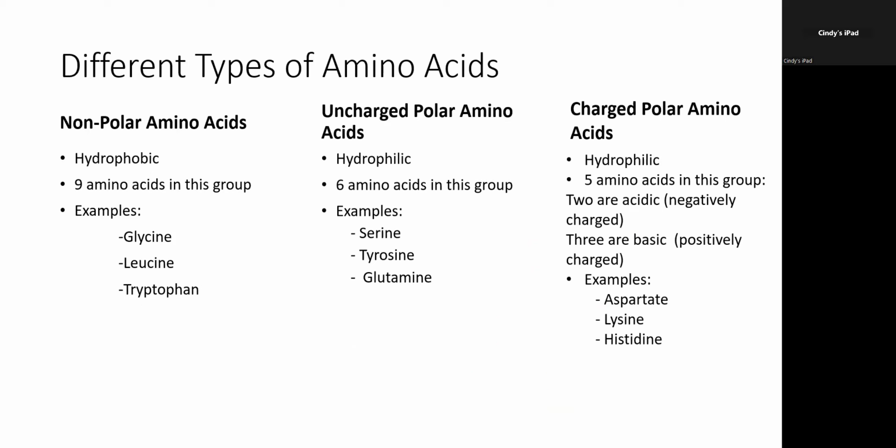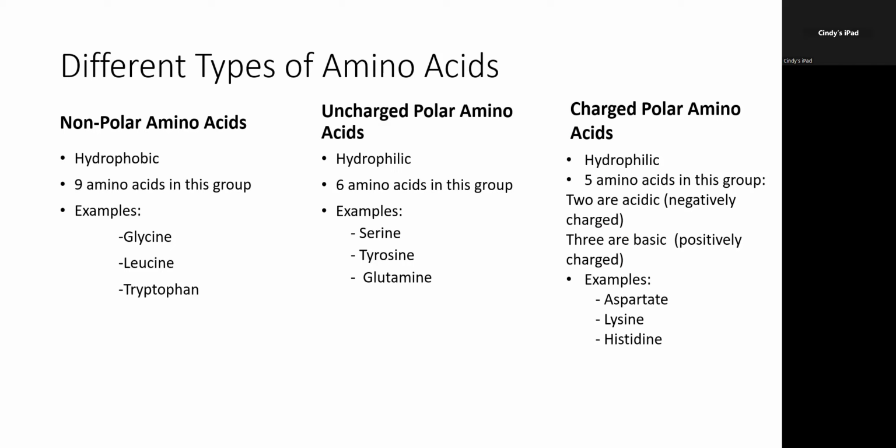Moving on, there are a few different types of amino acids: nonpolar amino acids, uncharged polar amino acids, and charged polar amino acids. The nonpolar amino acids are hydrophobic, while the charged and uncharged polar amino acids are hydrophilic. Back to nonpolar amino acids, there are 9 total in this group, and some examples are glycine, leucine, and tryptophan.